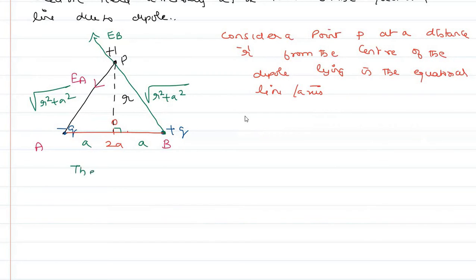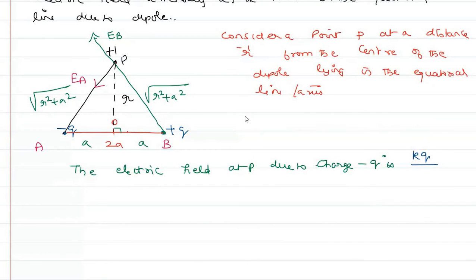What is the electric field? The electric field at P due to the negative charge, minus Q, first you take the negative charge. The electric field intensity formula is KQ by R square. Here KQ by, what is the distance? Square root of R square plus A square. Better you write here itself, E equal to. Since it is a vector, you have to write the direction, along EA.